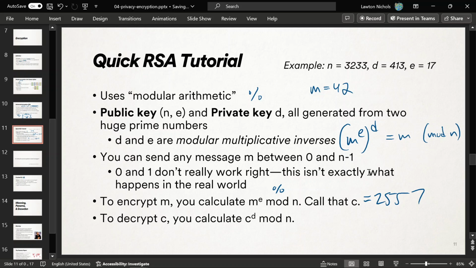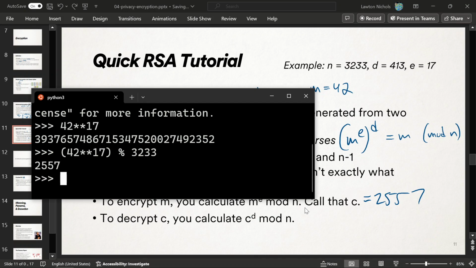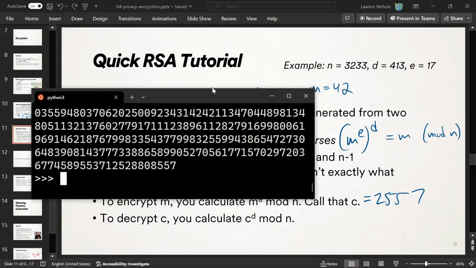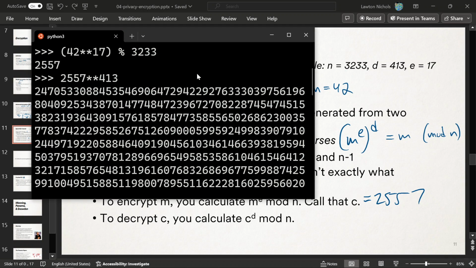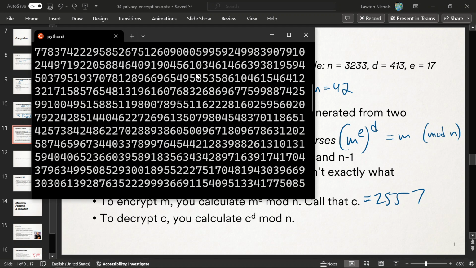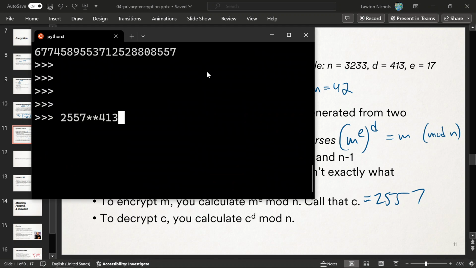And so now, if we're the person who received that message, the 2557, we want to know what was really being said to us. We'll decrypt it by calculating that message to the power of d, also mod n. So I'm going to take 2557, take it to the power of d, which is 413. So it's that giant number. We compute this giant number. Where is it? It is very large. Wow. So you got to do all that. And even for these small numbers, it's huge.